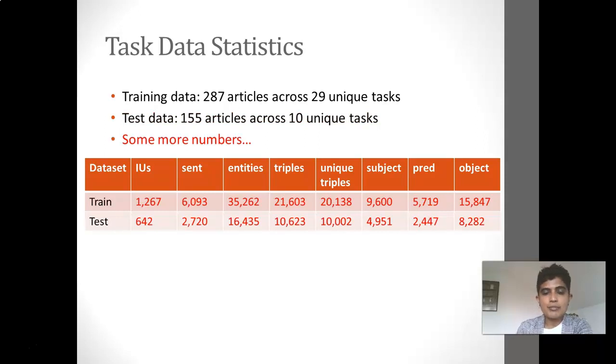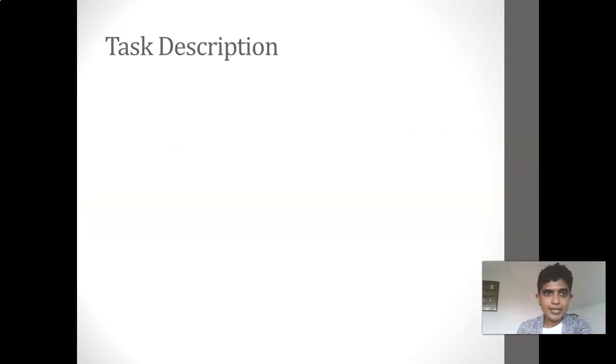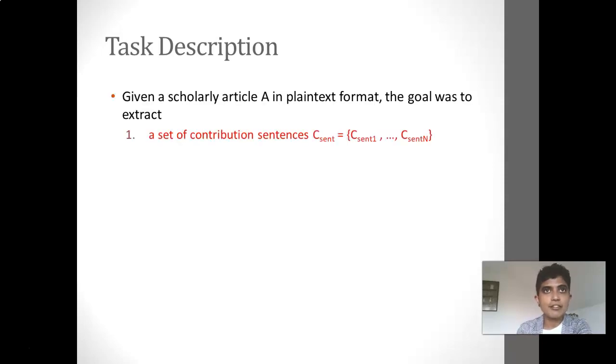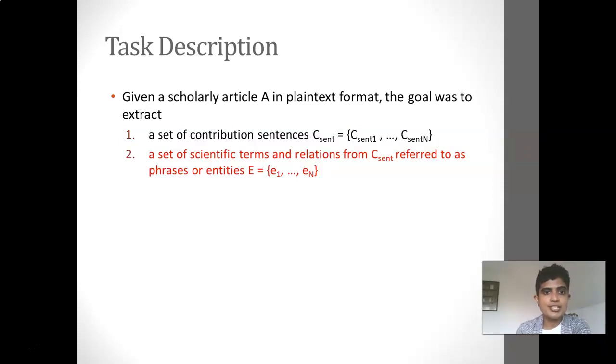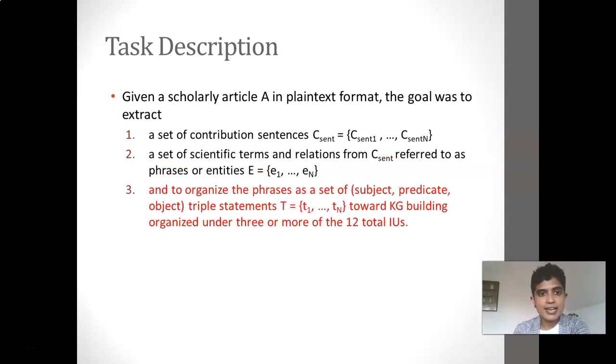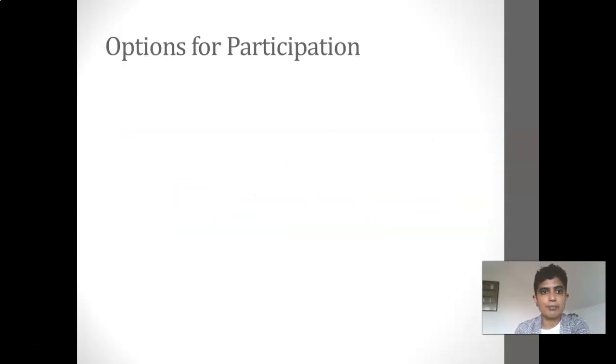Some more numbers in terms of the granularities in our data themselves: information units, thousands of sentences, tens of thousands of entities, triples, and subject, predicate, object elements in the triples. So what was our task essentially? We expected participants, when given a scholarly article in plain text format, to extract a set of contribution sentences, to extract the terms and relations from those sentences, and to organize the phrases as triples under 3 or more of the 12 IUs that we described.